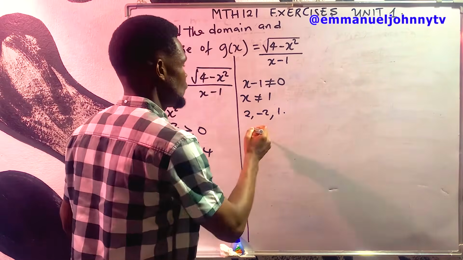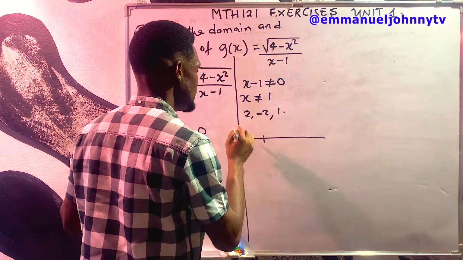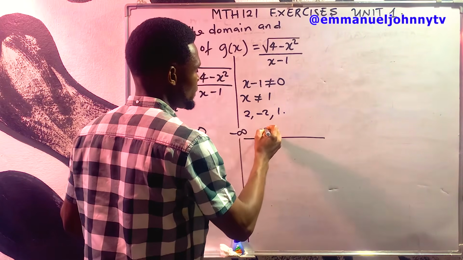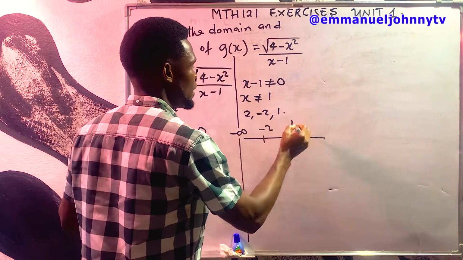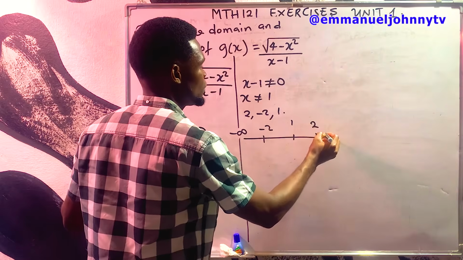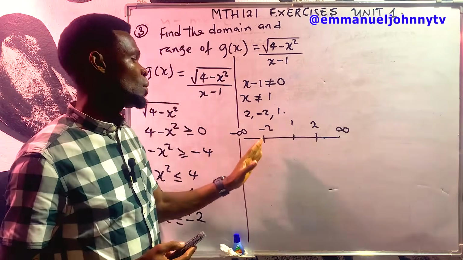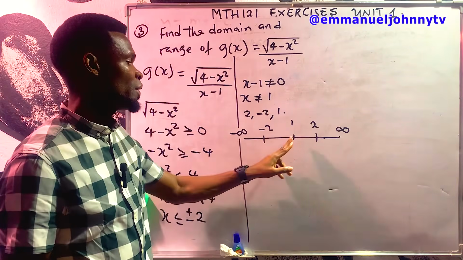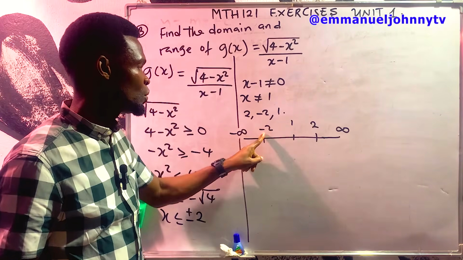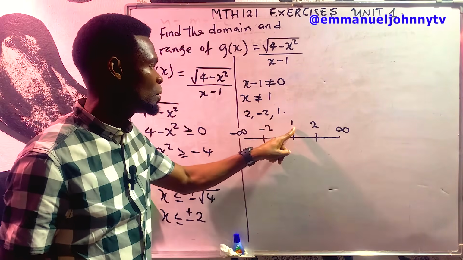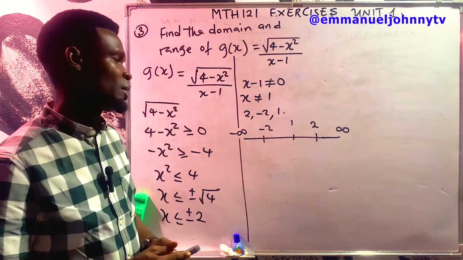First of all, you now draw the number line where this is negative infinity. This point is minus 2. This point will be positive 1. And this point will be positive 2. And then positive infinity. Of course, in the number line, you have negative infinity, then minus 2, plus 1, plus 2, and then positive infinity.